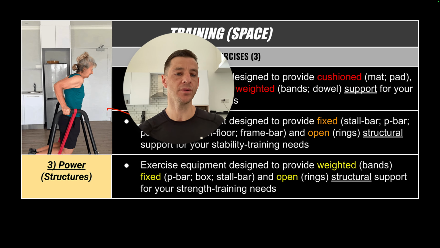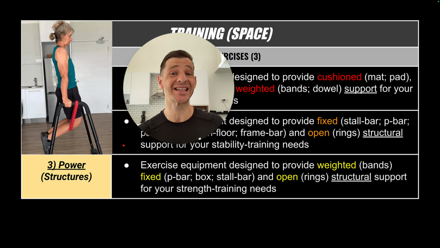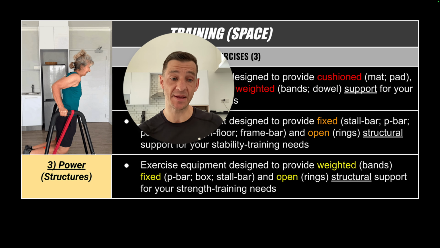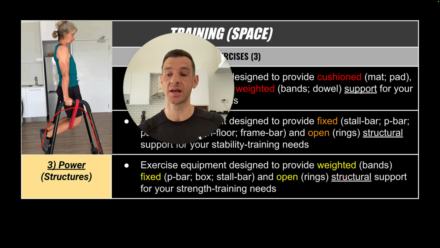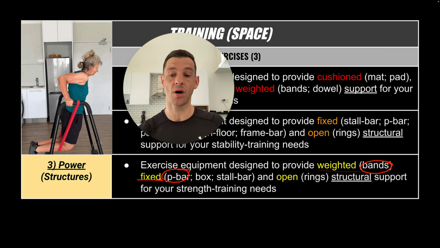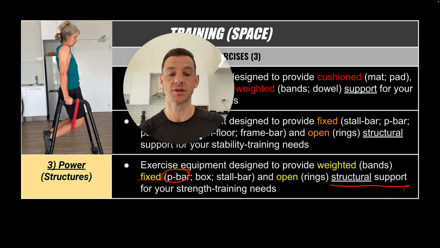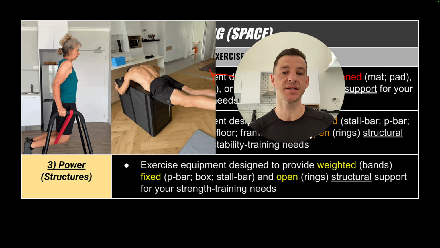So for our first example, what exercise is this? If you said this is an assisted dip on the parallel bars, you'd be correct. What type of support is this? If you said it's weighted because of the bands, it's fixed because of the parallel bar structural support, you would be correct.